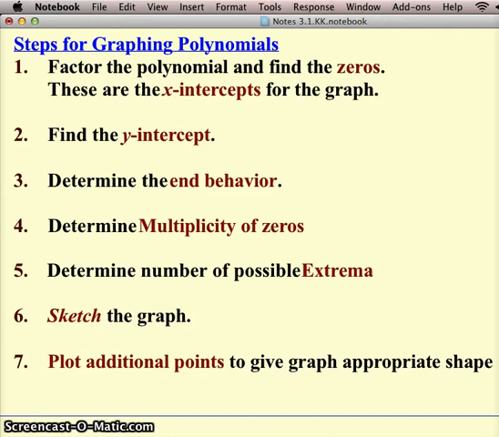The number of possible extrema, so how many changes in direction, and then sketch the graph. Also, an extra step that we may or may not have to do, which I'll discuss in the graphs in a minute, is figure out if we need some additional points. So in other words, maybe the x and y intercepts aren't enough to help us draw the graph accurately, and we definitely want to try to draw it as accurately as we can. Okay, we'll pick it up here in the next video.